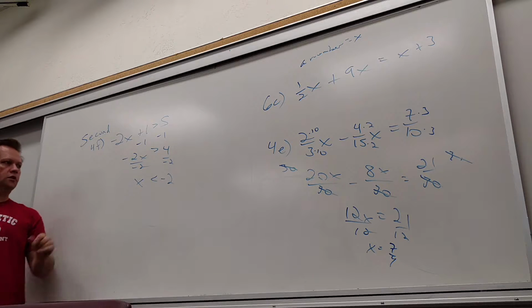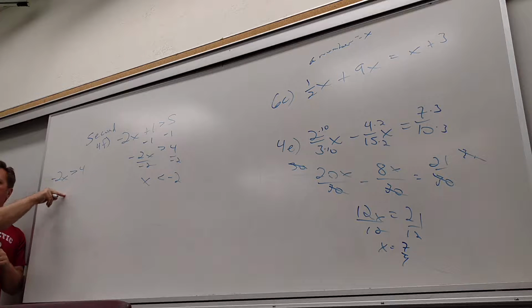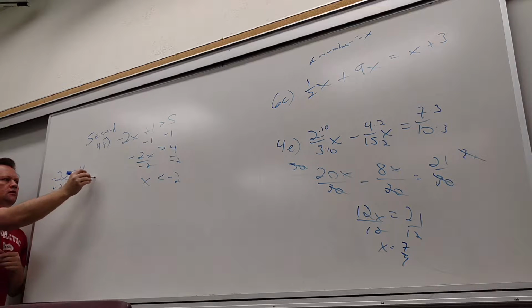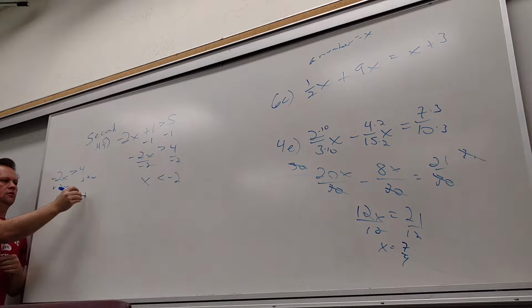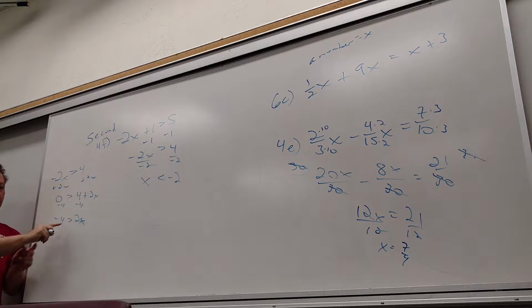Oh, let me show you something. Watch this. This is weird. Real quick. I would never do this really, but let me just show you this. Couldn't I add 2x and then subtract 4? You guys see that? That's weird, isn't it? We normally wouldn't do that. But if I add 2x, I'll get 0, right? And then if I subtract 4, I'll get negative 4 greater than 2x. Can you guys read that backwards? Negative 4 greater than 2x, 2x less than negative 4.